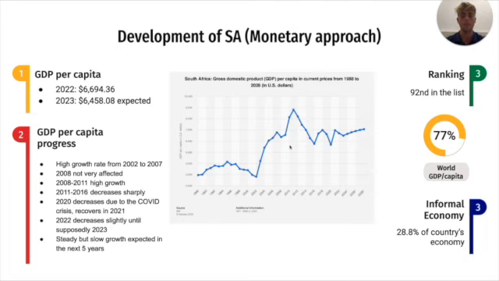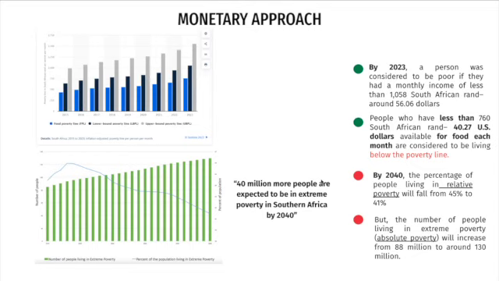The size of South Africa's informal economy is estimated to be 28.8%, which represents approximately $338 billion at GDP purchasing power parity levels. Now I'll be presenting the poverty situation measurement. Let's begin with the monetary approach.